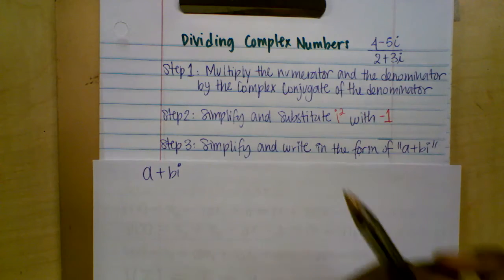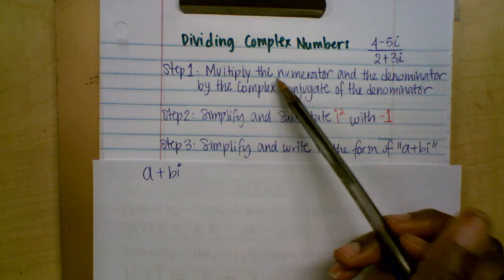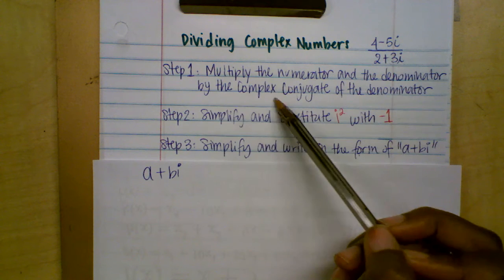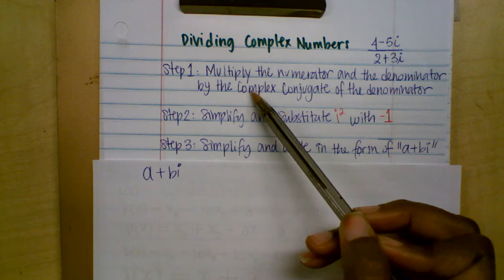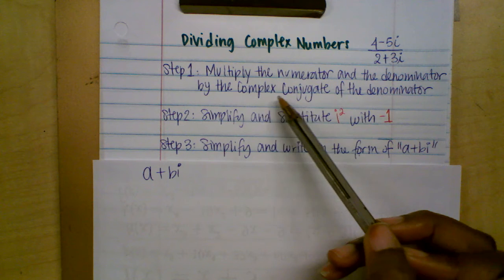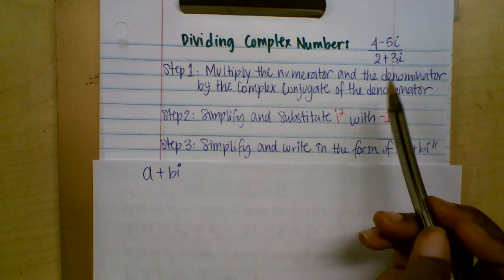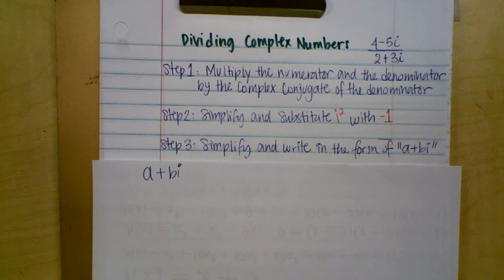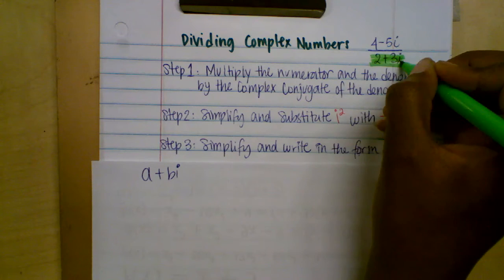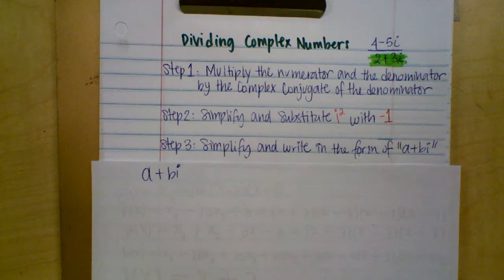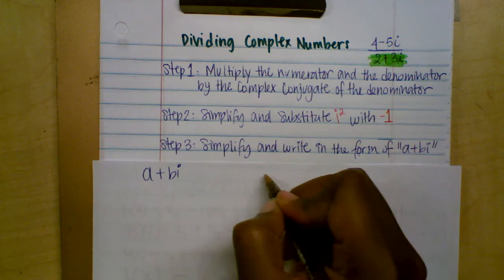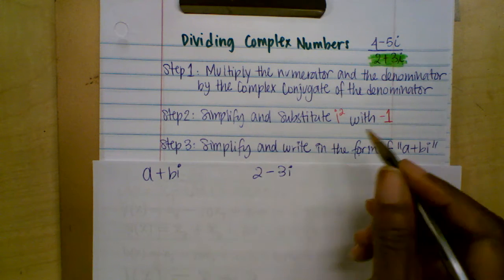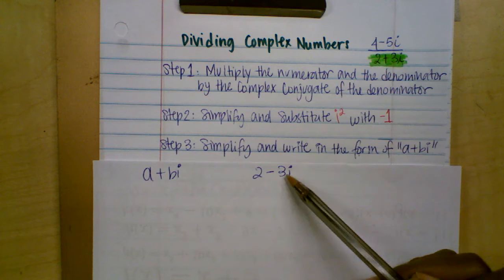What do we do? Let me show you the steps. Step one, you're going to multiply the numerator and the denominator by the complex conjugate of the denominator. I made a video explaining what a complex conjugate is. Basically, a complex conjugate has the same real part but the opposite imaginary part. So you're going to use the complex conjugate of the divisor, or the denominator, which is right here. The complex conjugate of 2 plus 3i is going to be 2 minus 3i. Again, they have the same real part but opposite imaginary part.